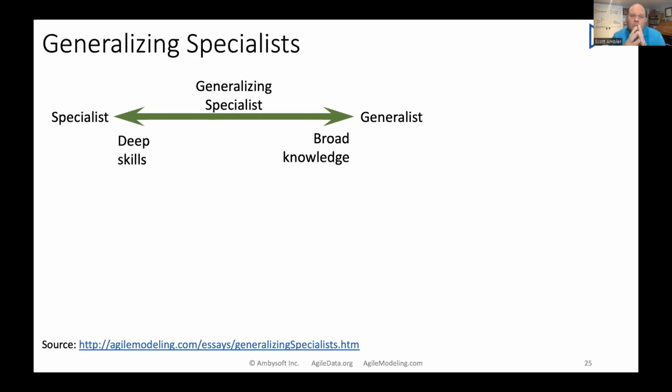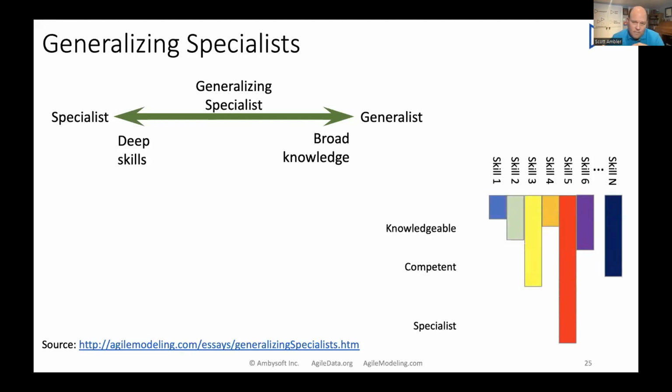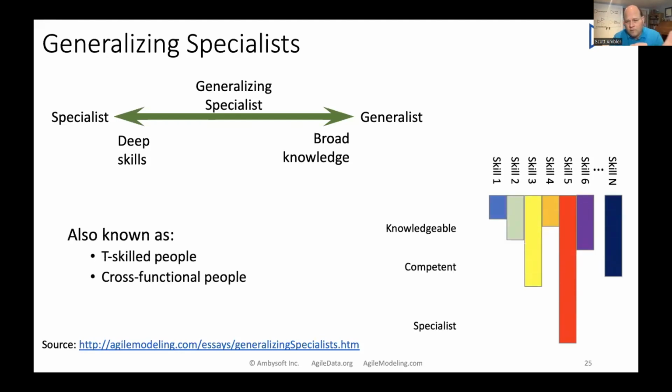But if I can get them working together and spreading the knowledge out, prodding them along, motivating them to pick up skills outside of their specialty, still be good at their specialty, but pick up more skills, then what I want them to do is move towards being more T-skilled or more cross-functional. And yeah, this is hard.